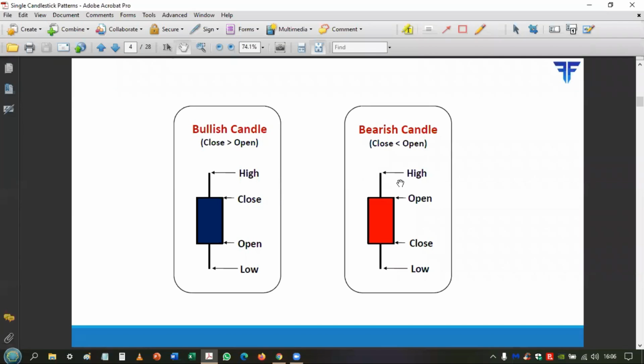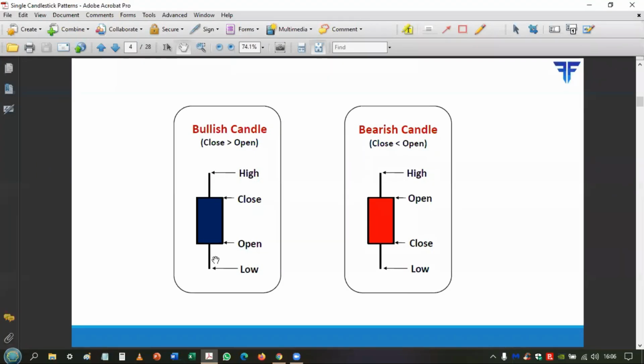On the other hand, when the closing price for a particular period is below the open, as is the case over here, then that candle is a bearish candle. A bearish candle indicates a close that is below the open for a particular period. So let me just give you a small example.